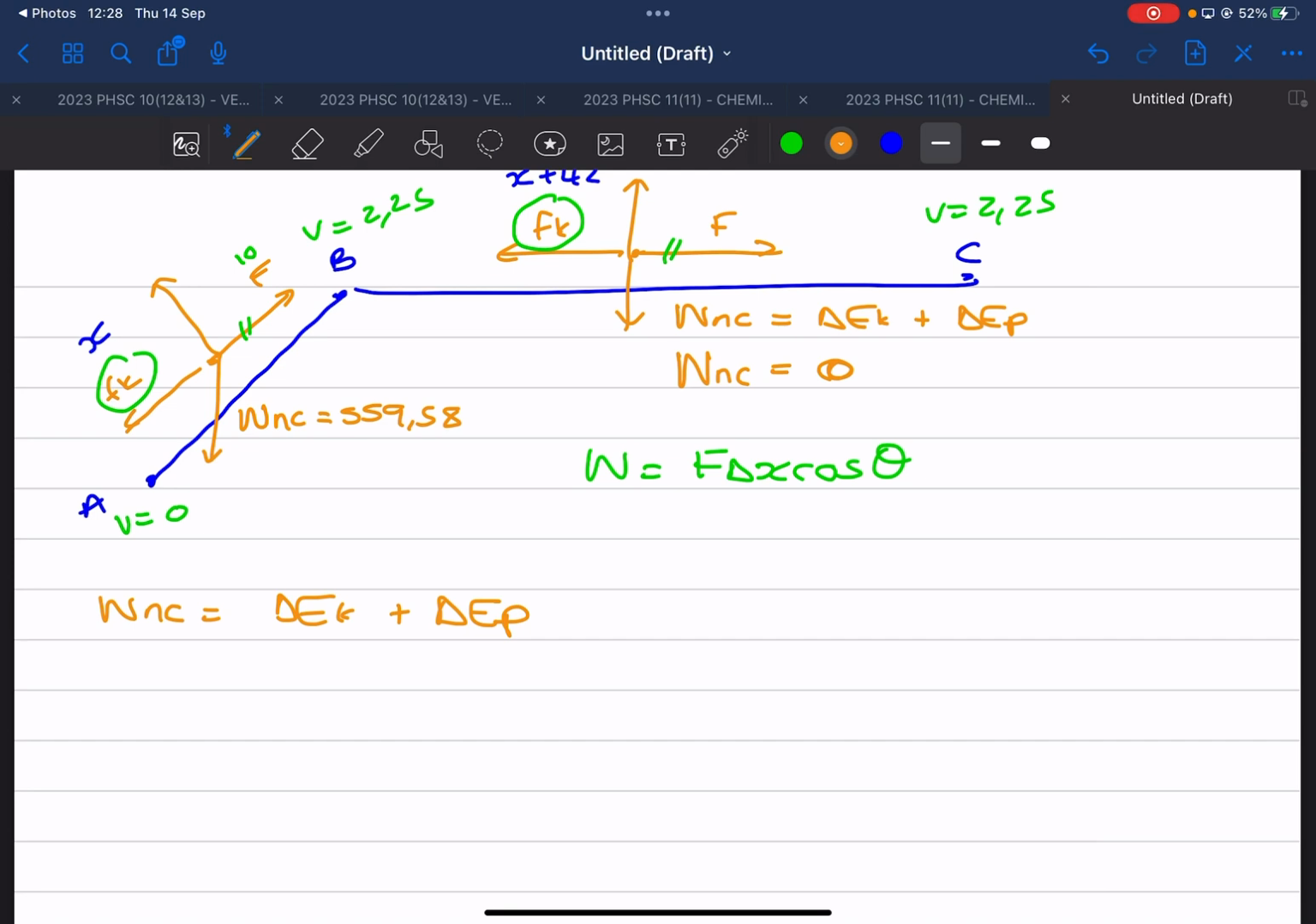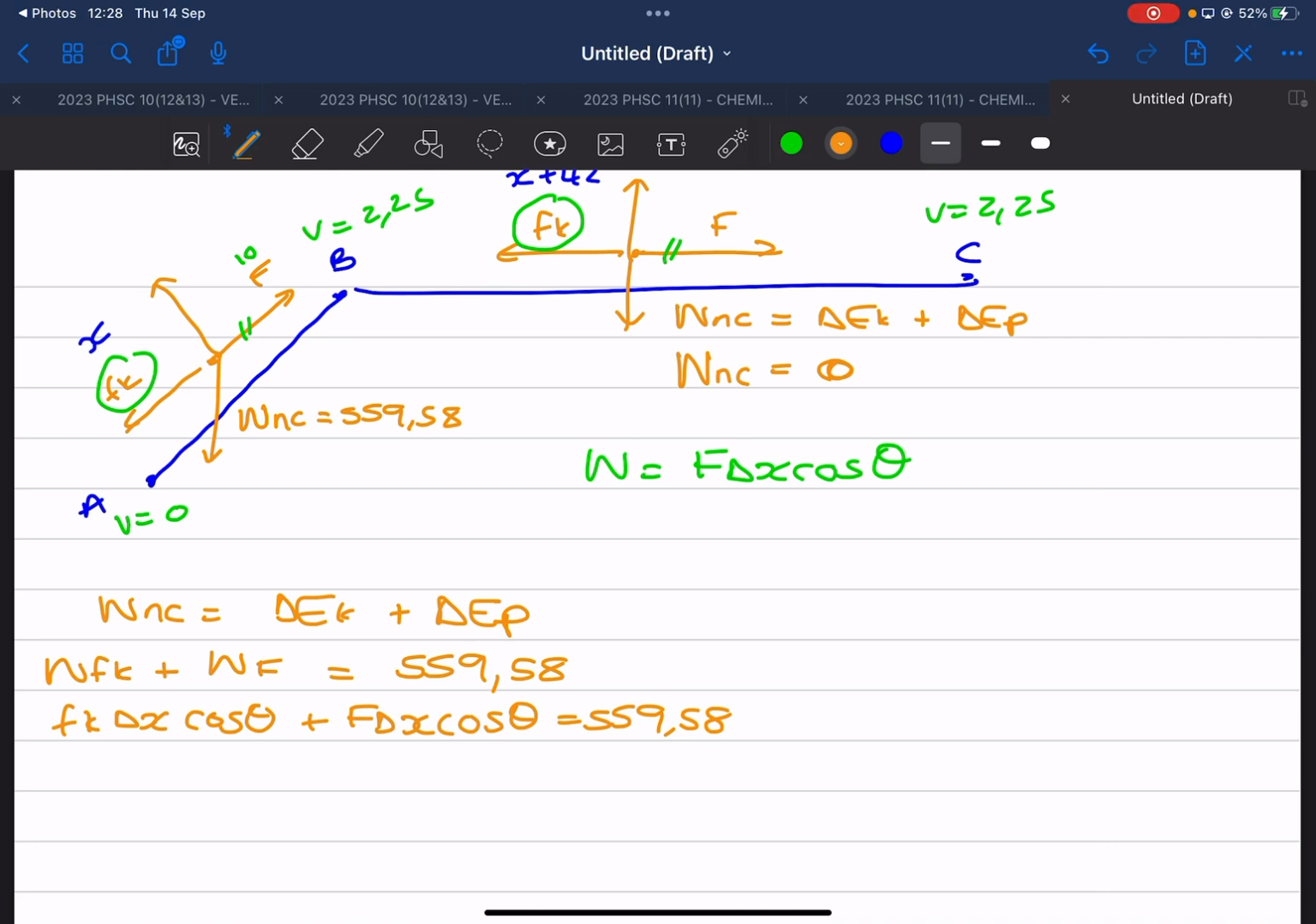Wat is the non-conservative forces? Ons het the work done due to friction plus the work done due to the applied force. Nee? So moet die twee non-conservative equal to 559.58. Okay, ek kan daar aan die linkerkant, I can elaborate them, ek kan hulle uithaal, ek kan sê Fk delta X cos theta plus F delta X cos theta is gelyk aan 559,58.